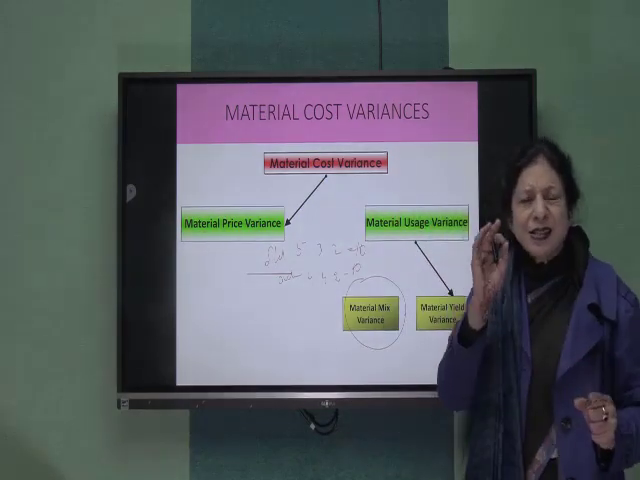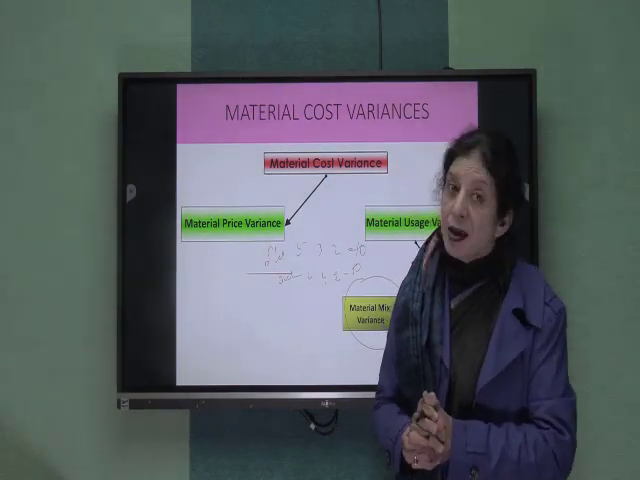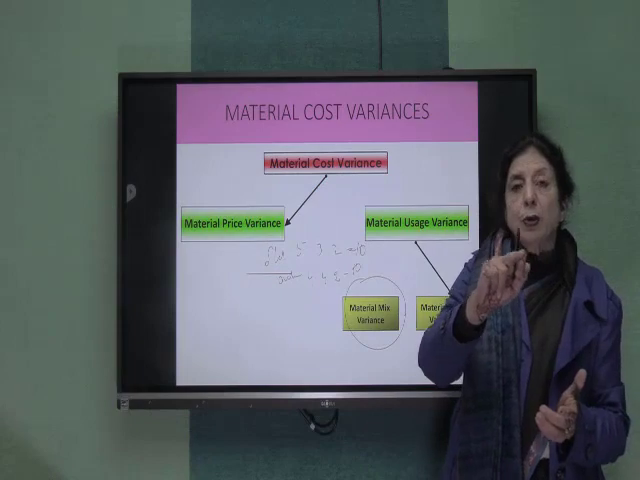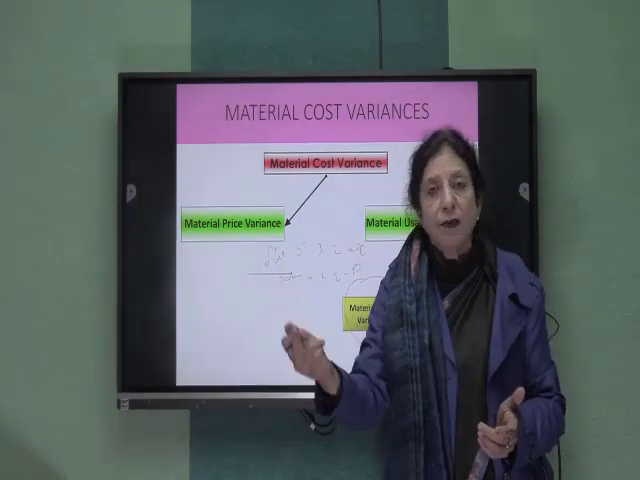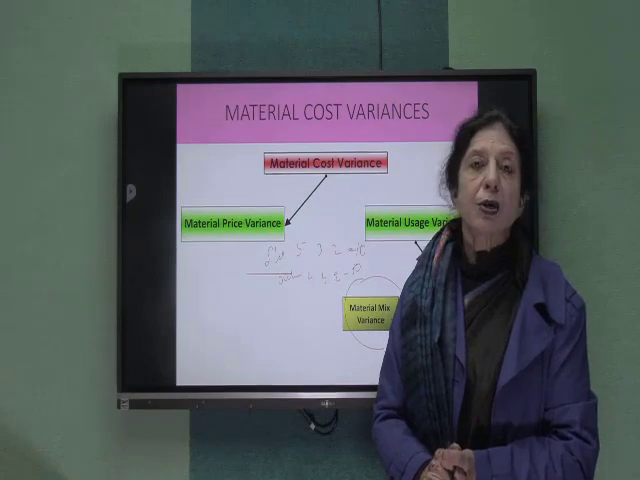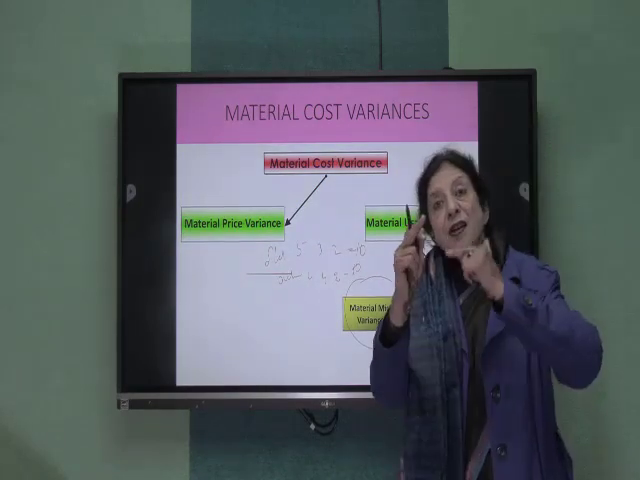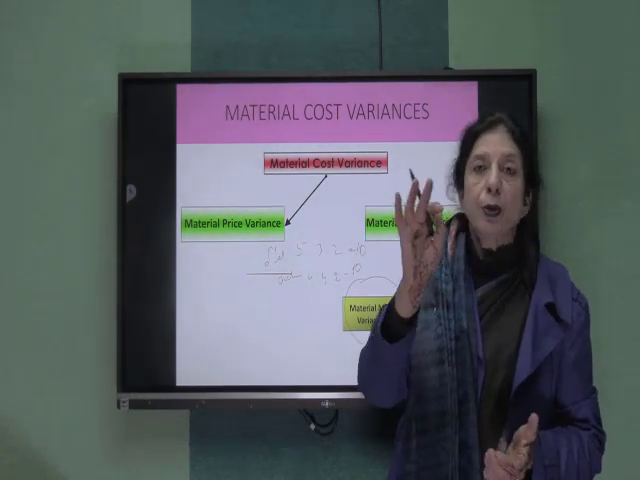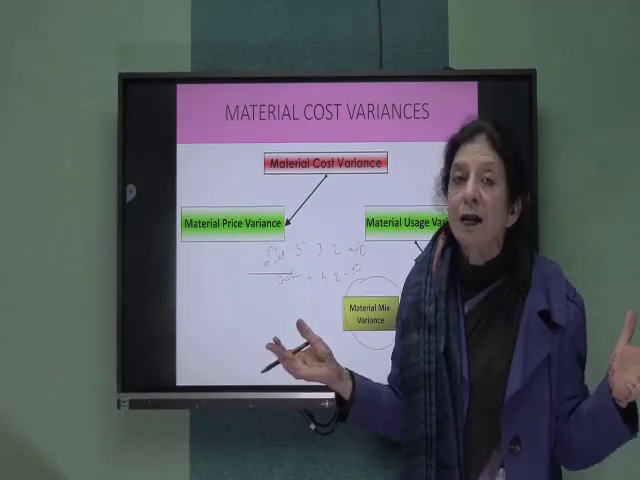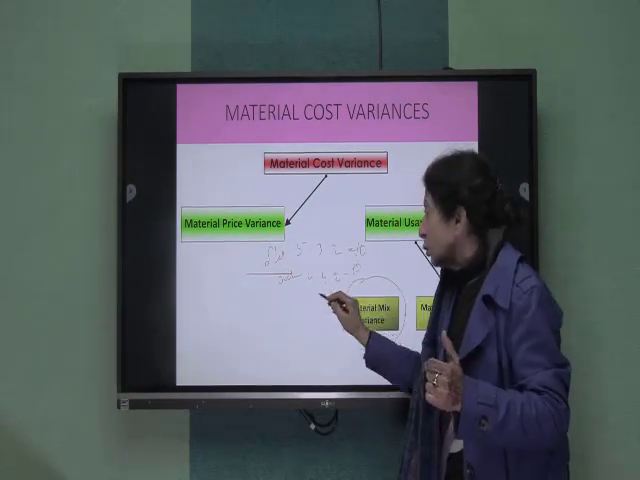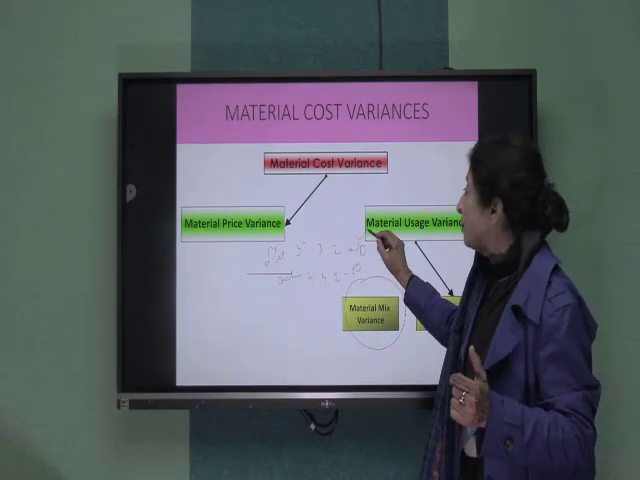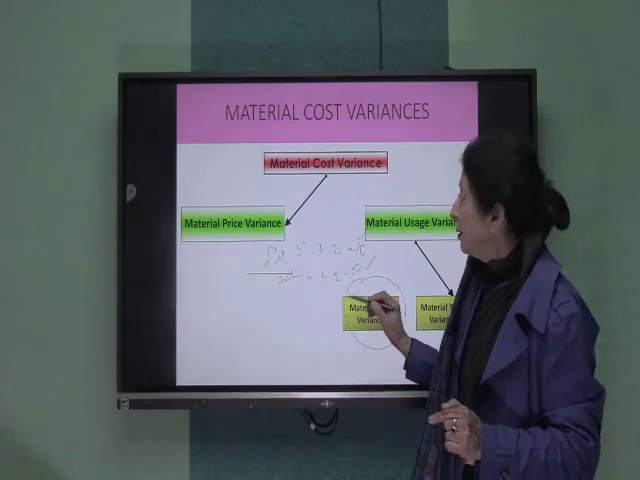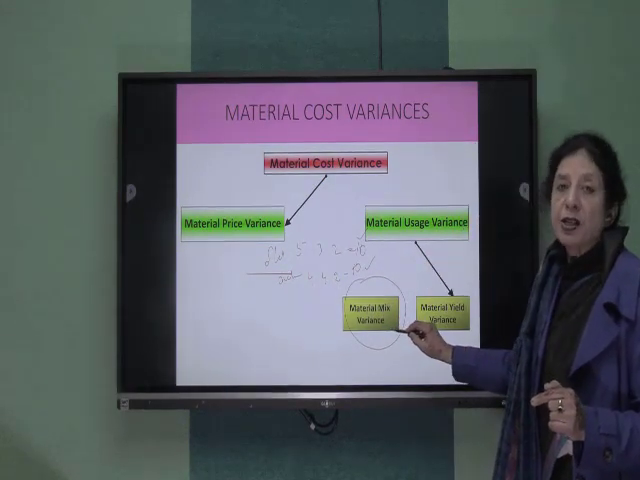I'm just asking you, would there be any variance here? Yes, the answer is yes. Though the actual total input used is equal to what I should have used, still the material cost variance will be there. Why? Because there is a change in the mix, and it is not necessary that the price per unit of A, price per unit of B, and price per unit of C is exactly the same. And therefore, even though the total input used is the same, that is 10 here and 10 here, still the variance will be there, and that is because of the change in the material mix.